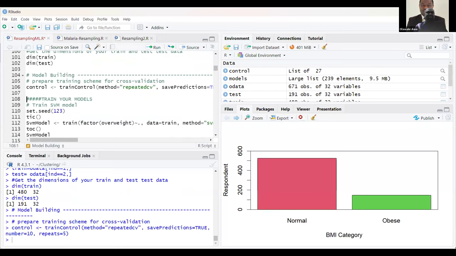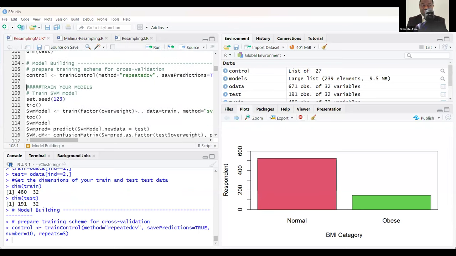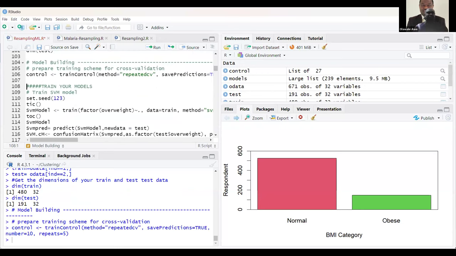So let's begin by training the models naturally without any resampling technique, without correcting for any data imbalance. Let's see how the results would be. Now, I'm going to set seed so that I can reproduce.